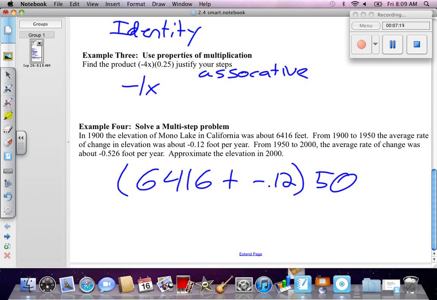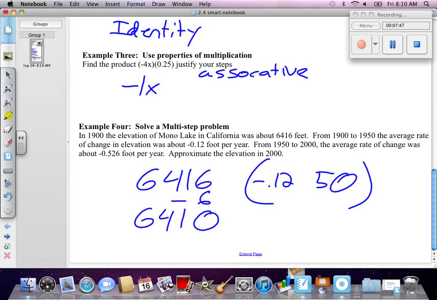So this is when we get out the calculator. And we know, you know what, I don't want to do it this way. Change my mind. We're going to do it like this. First, we're going to find how much change we made in 50 years. So negative 0.12 times 50 gives us negative 6 feet. So we're going to take away 6 feet. So in 1950, it was 6,410.